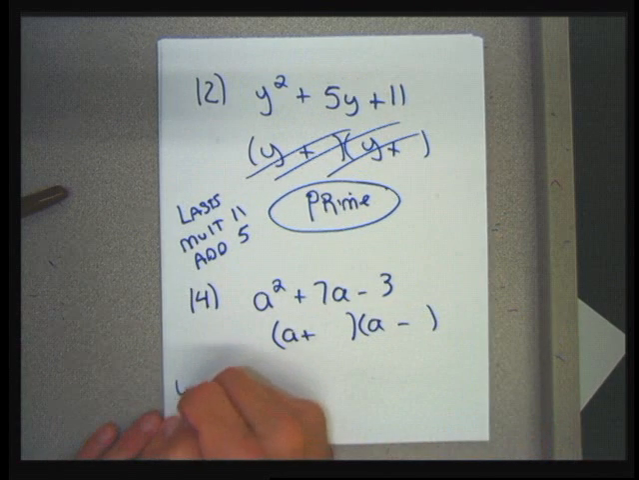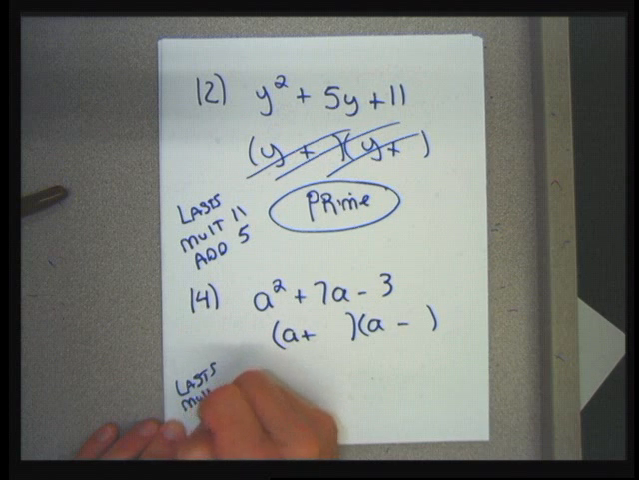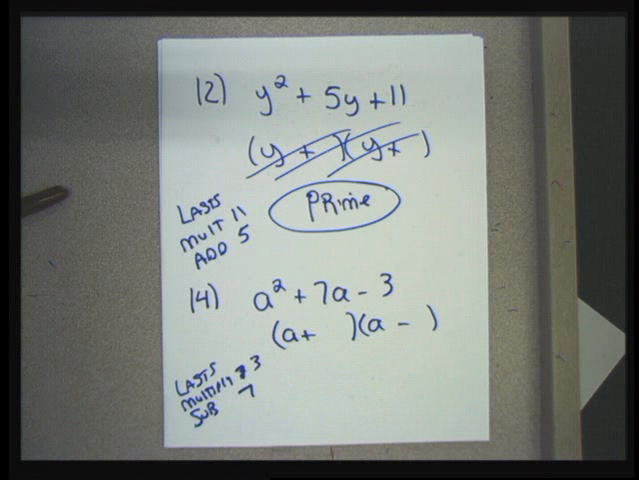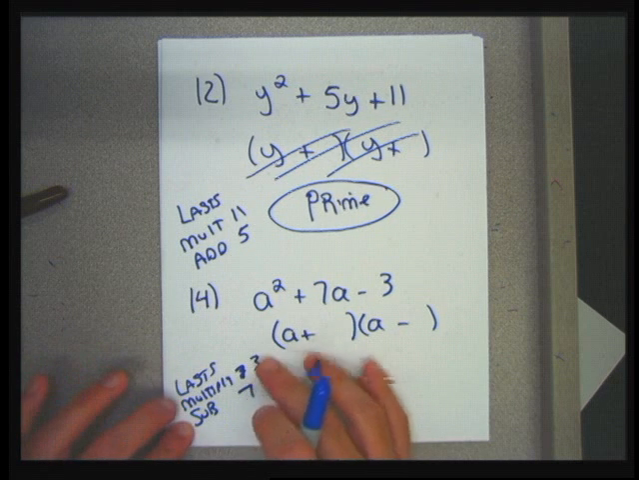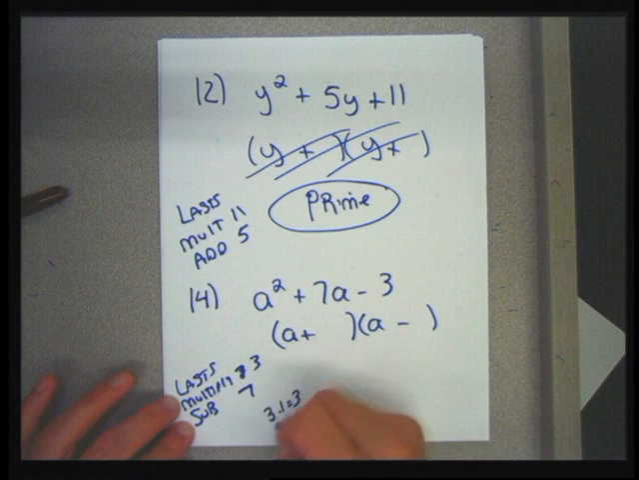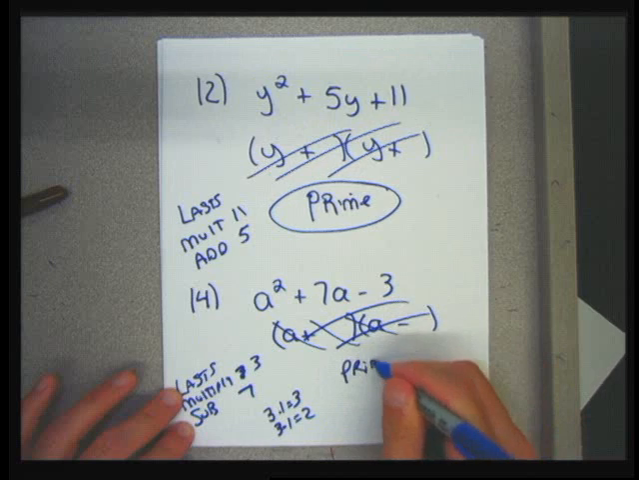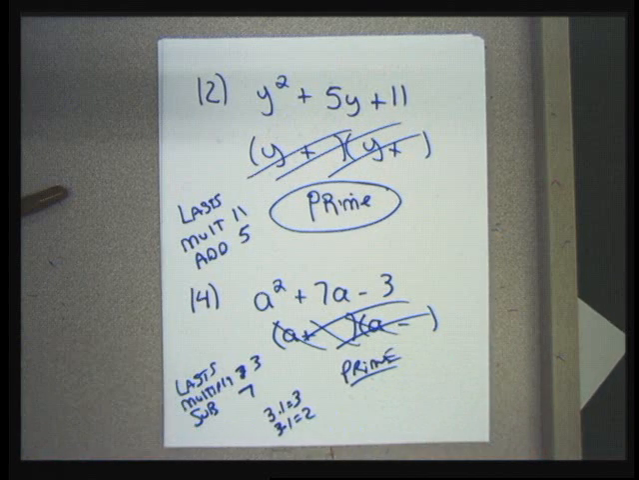And for 14, my lasts have to multiply to 3 and subtract to be 7. That's also not possible. The only numbers that multiply to 3 are 1 and 3. And 1 minus 3 is not 7. 1 minus 3 is negative 2, or 3 minus 1 is 2. So it's impossible to find a pair of numbers that multiply to 3 and subtract to 7, because the only numbers that multiply to 3 are 3 and 1, and 3 and 1 subtract to be 2. I don't see a 7 anywhere there. So those are prime. So both 12 and 14 are prime.